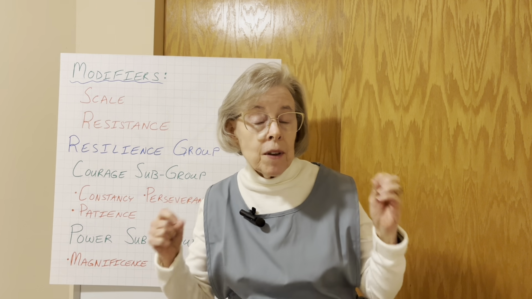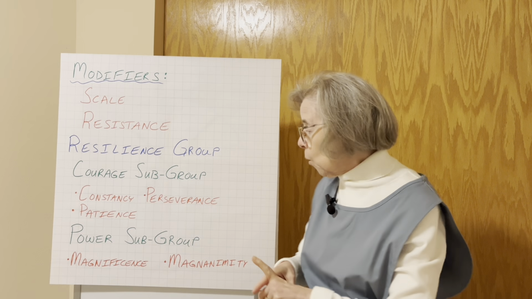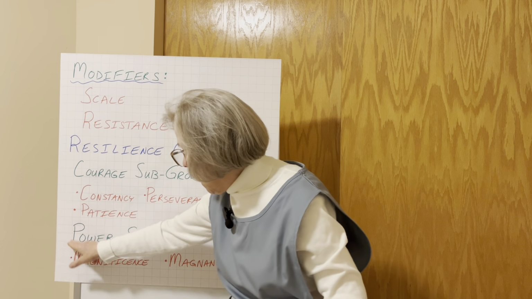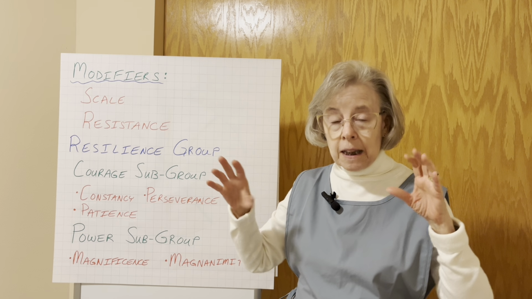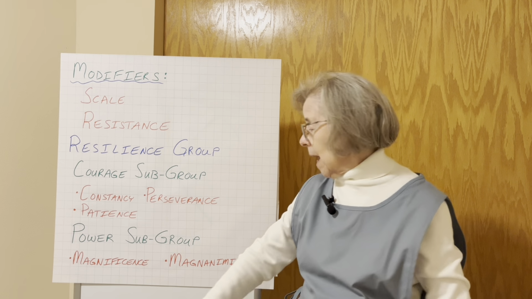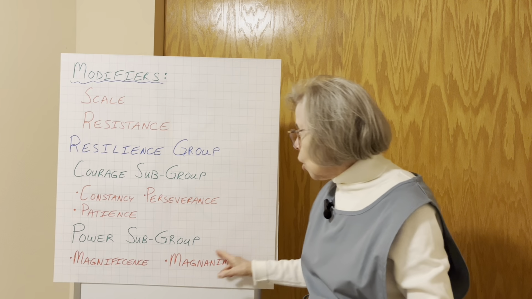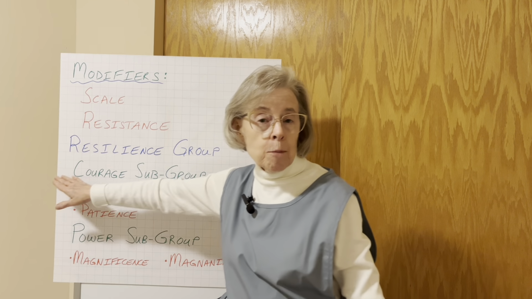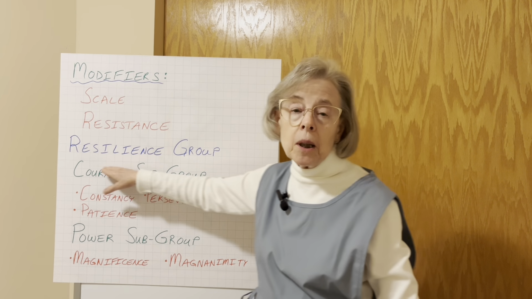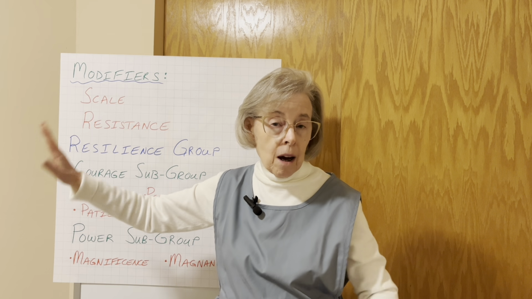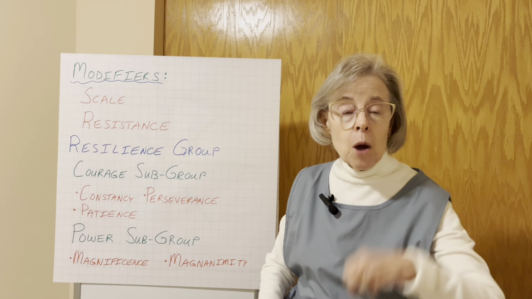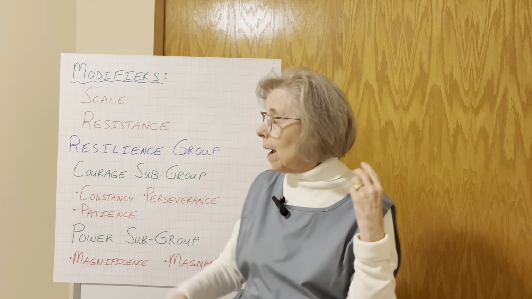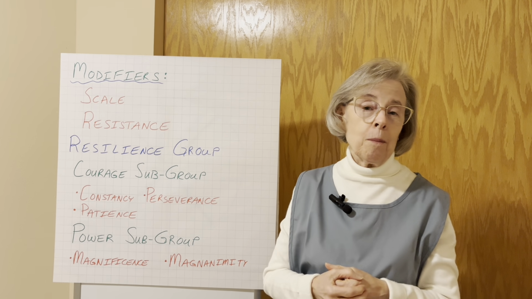And I do mean finishing up, because here we are. We've added two character traits. They belong to a subgroup all by themselves. It's the power subgroup. And this closes resilience. At this point, we have now completed the resilience group utterly. That's two groups we've completed. We completed the insight group, and now we've completed the resilience group.